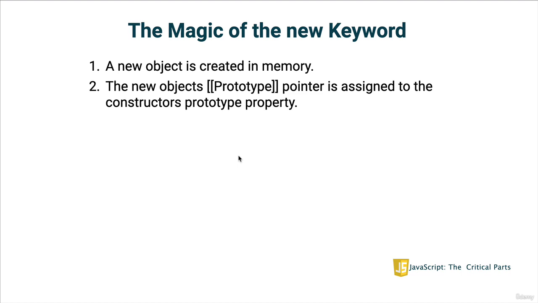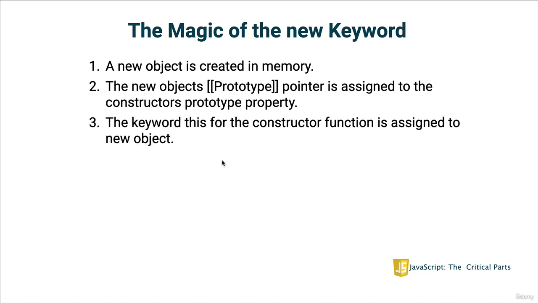All right, number 3 thing it does. The keyword this for the constructor function is assigned to the new object. So this new object that is created can be referred to using the keyword this. And that's why we use this keyword in the code of our constructor. Then the code of the constructor is executed. So anything with this in it gets things assigned to that object.